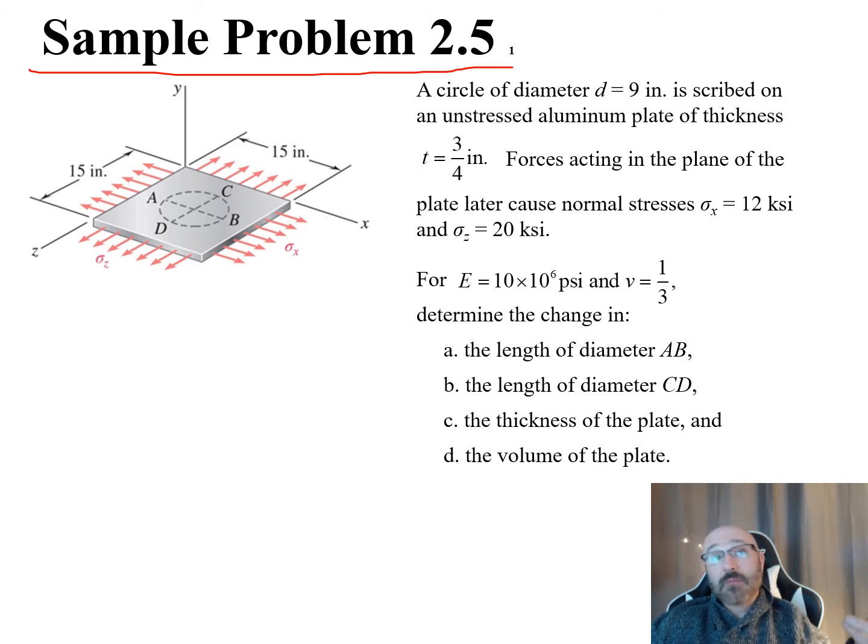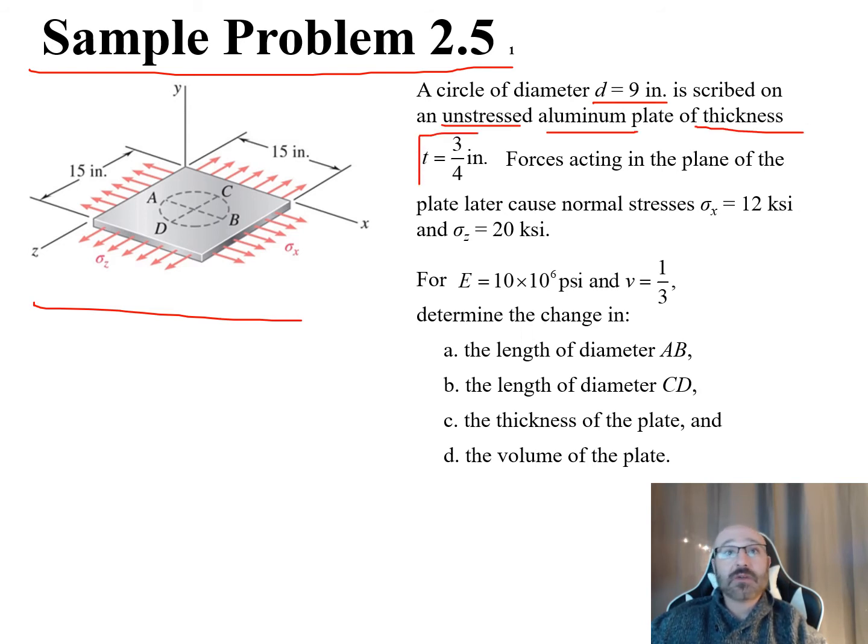So now let's take a look at the sample problem here, 2.5. In the sample problem, we have this given diagram over here with some dimensions and a coordinate system x, y, and z in 3D. What the problem statement tells us is that a circle of diameter 9 inches is going to be scribed on an unstressed aluminum plate with a known thickness of t equal to 3/4 of an inch.